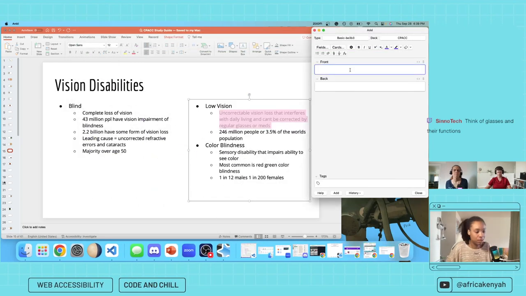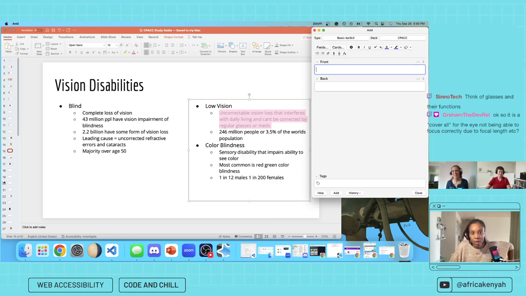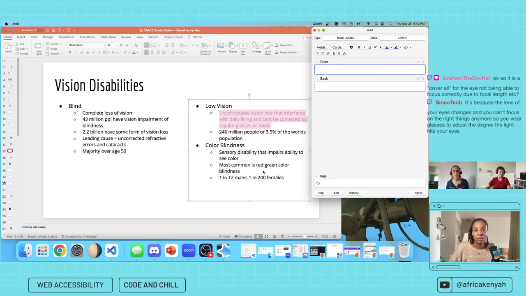All right, let's move on to color blindness. I am not gonna waste my card on what is color blindness because I can answer that. Graham said, okay, so it is a cover all for the eye not being able to focus correctly due to focal length etc. It sounds like a cover all for it not being able to focus due to aging or shape or whatever. Yeah, I would say so. Cinotech said, it's because the lens of your eyes changes and you can't focus on the right things anymore. So you wear glasses to adjust the degree the light hits your eyes. Is this just like regular eyesight problems? No wonder Graham said that. Now I'm like, that's what it is. Okay.